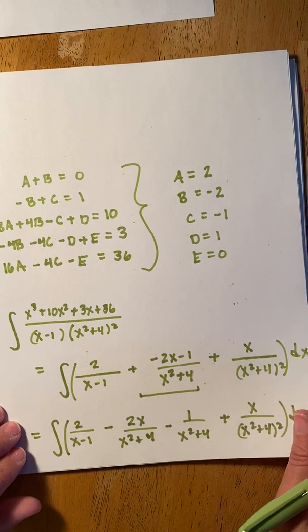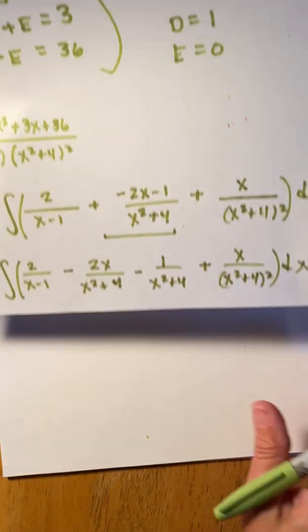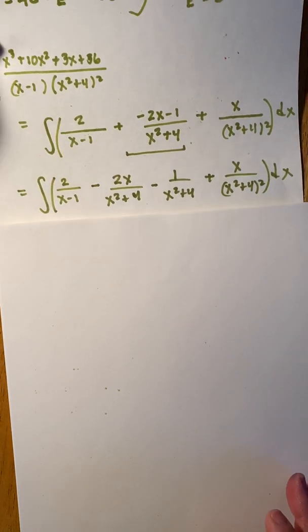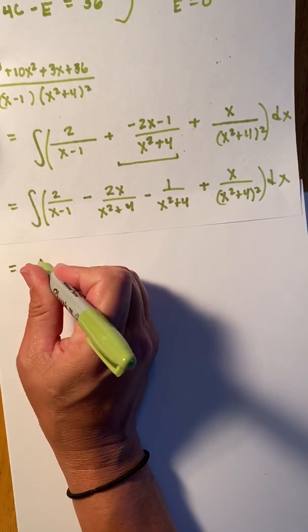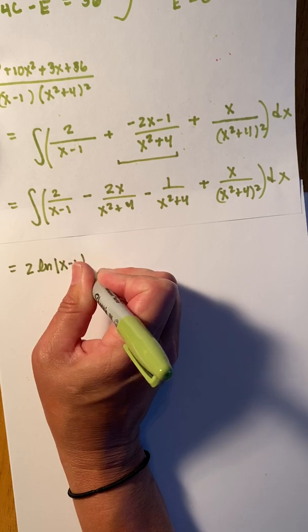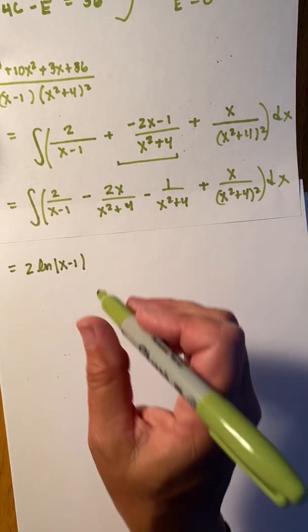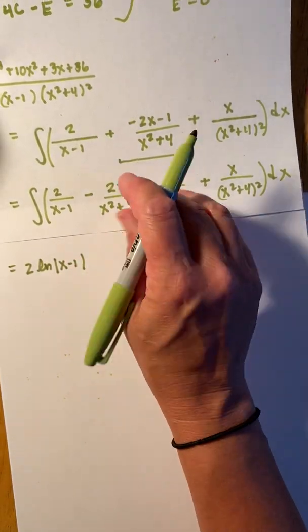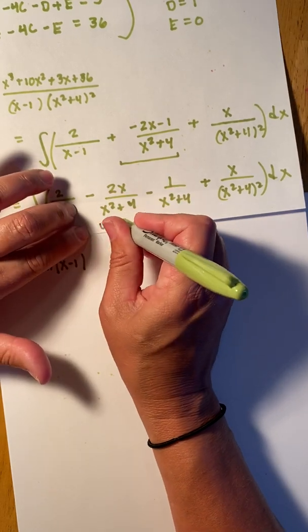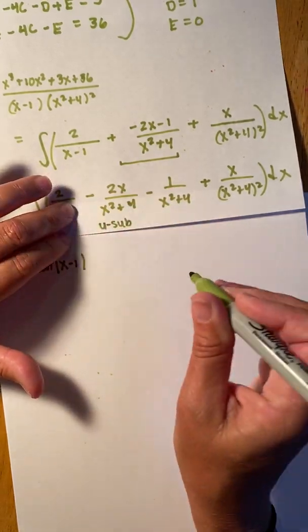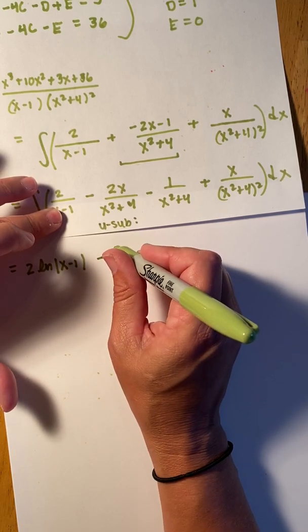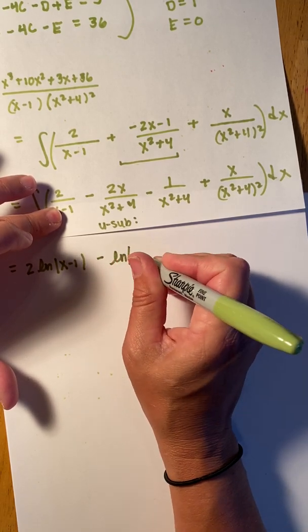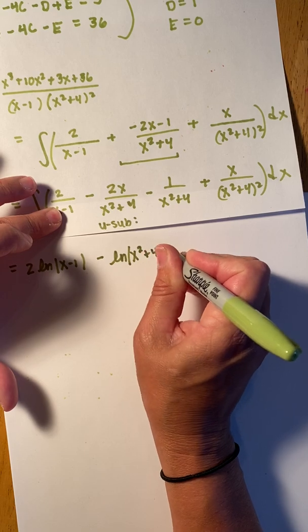So close, guys. Now I'm going to let you do the integration. I'm going to just tell you what the end result is. This is going to be 2 natural log of x minus 1. And then this is going to be, we're going to use u substitution here. When you use u substitution, you get minus natural log of x squared plus 4.